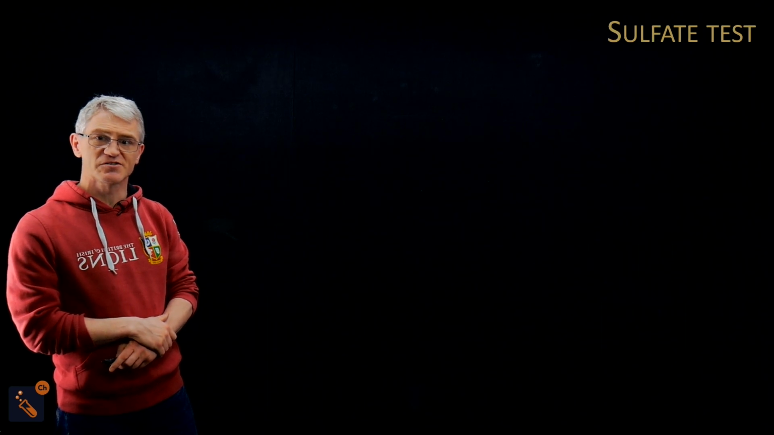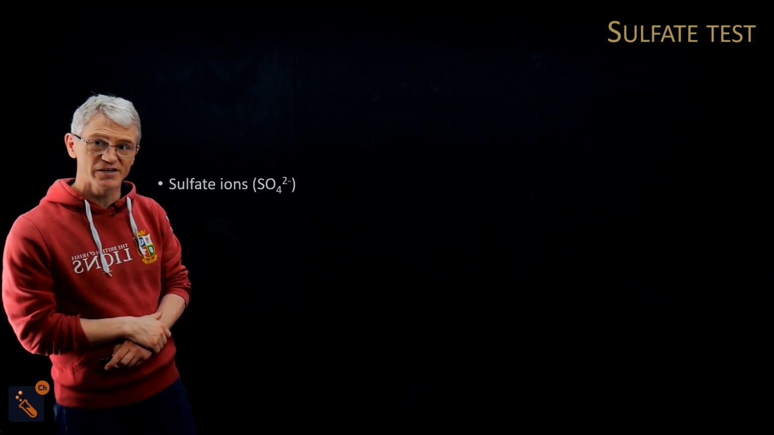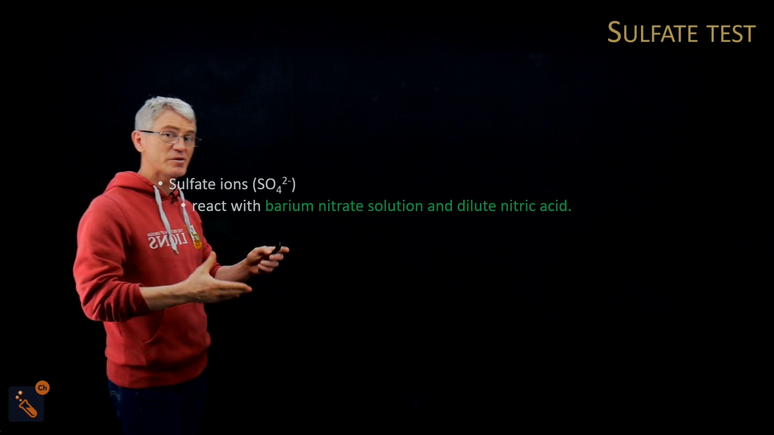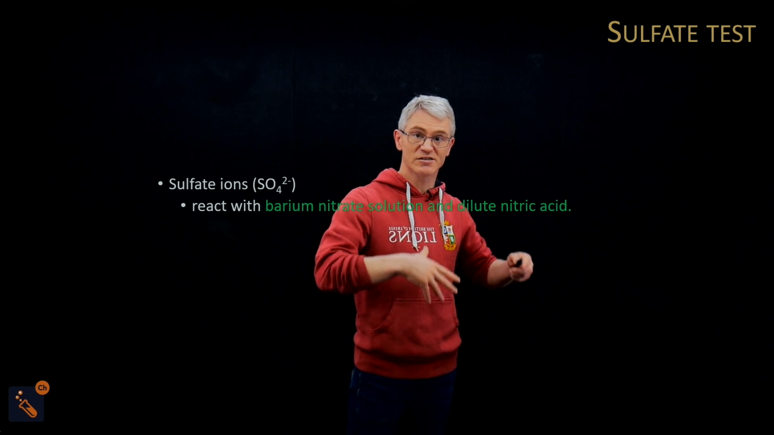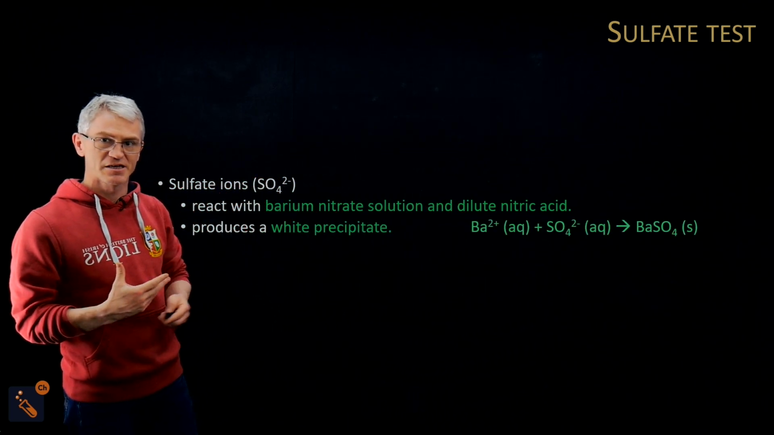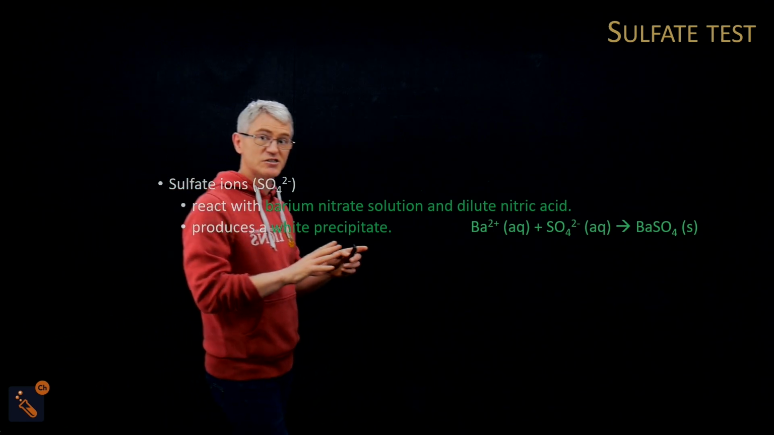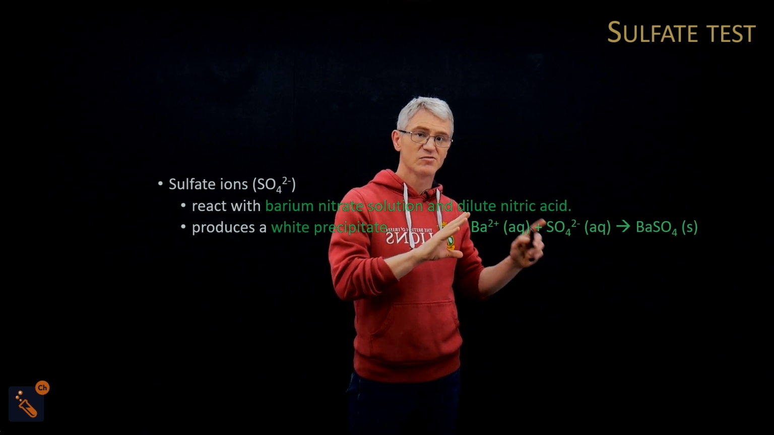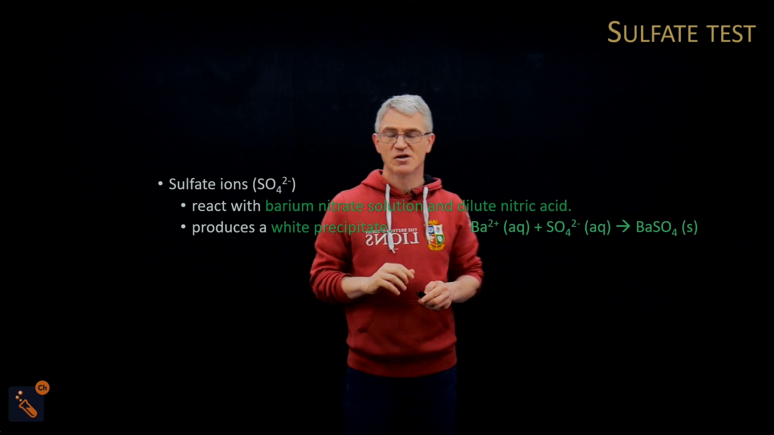Now, if we go from the test for carbonates to sulfates, we've got a little video on this one. React with barium nitrate. Remember it's barium nitrate. Remember it's nitric acid, always dilute nitric acid. It creates that white precipitate. And you've got your ionic equation again, which is the barium from the barium nitrate with your sulfate going to barium sulfate.